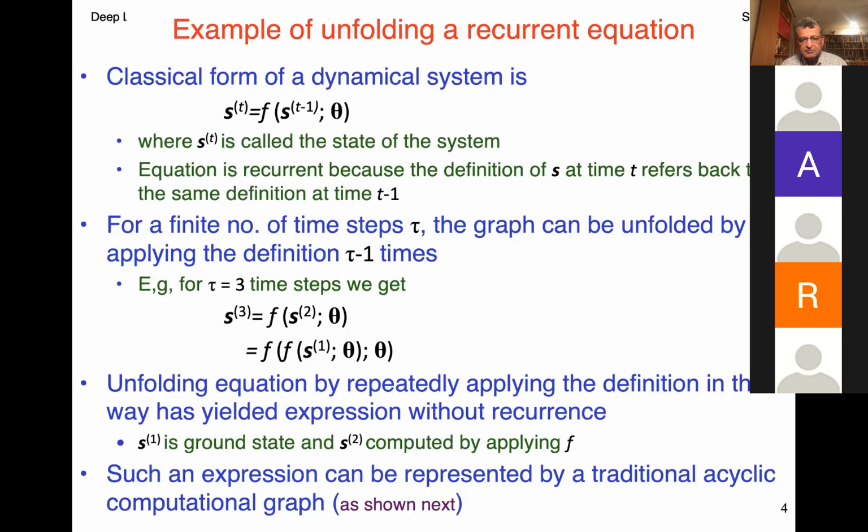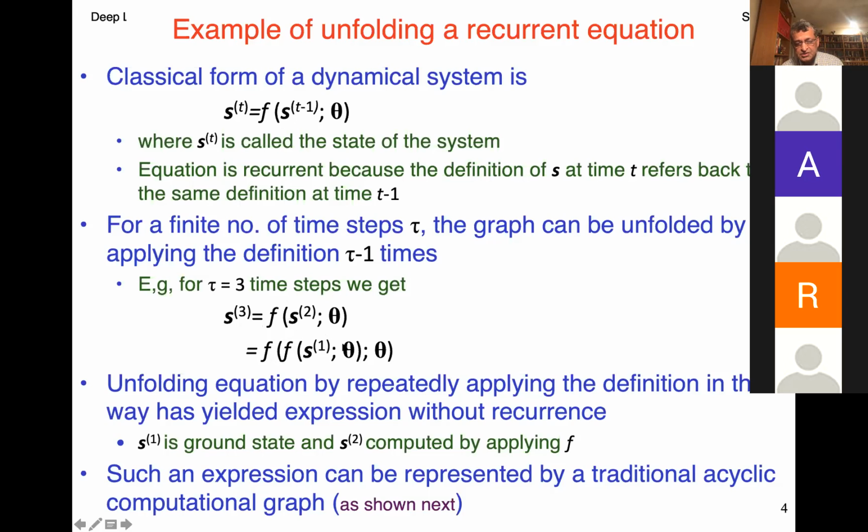The equation is said to be recurrent because the definition of S at time t refers back to the same definition at time t minus 1. Right? So for a finite number of time steps tau, the graph can be unfolded by applying the definition tau minus 1 times. So we can write it in a non-recurrent form by simply, let's say tau equal to 3. Supposing we're talking about number of time steps is 3. Then the state at time 3 in the recurrent formulation, it says it depends on state at time 2. But then we plug in the state at time 1 back into this: S2 is f of S1. Now there's no longer a recurrence here, in that we have a ground state S1. Hopefully we know the value of that.